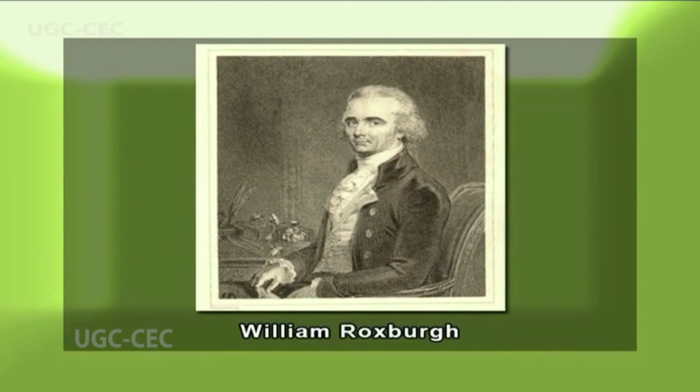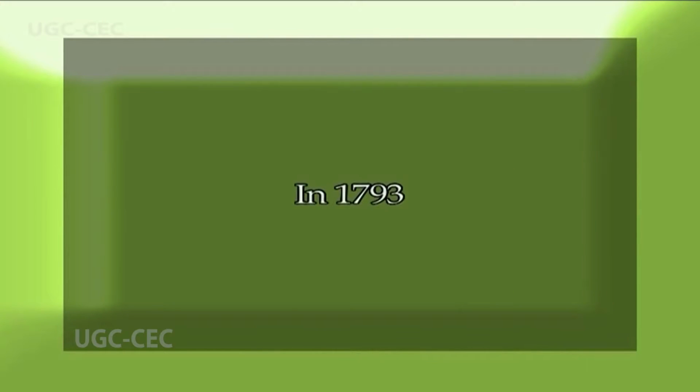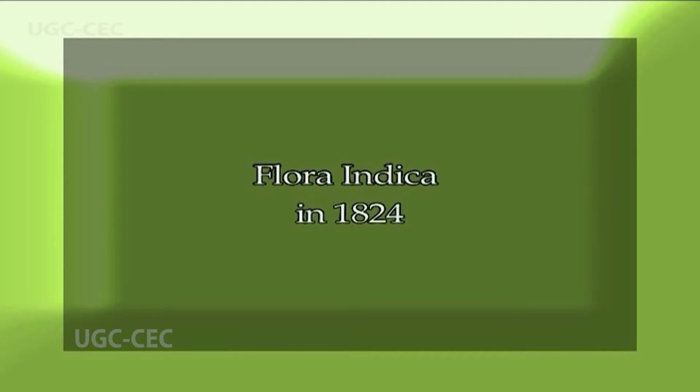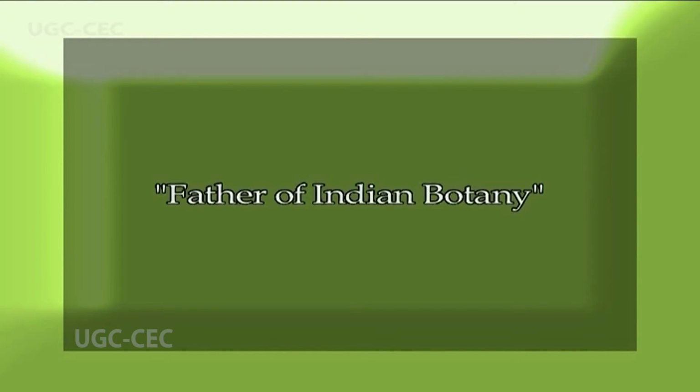William Roxburgh was appointed as the first salaried superintendent of this garden in 1793. Besides his interest in the development of the garden, he laid the foundation of taxonomy in India and established a large herbarium. During his tenureship, he published Hortus Bengalensis in 1814 and Flora Indica in 1824. Hence, he is rightly called the father of Indian botany.